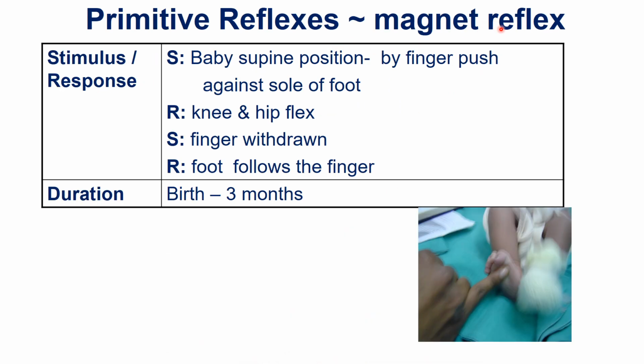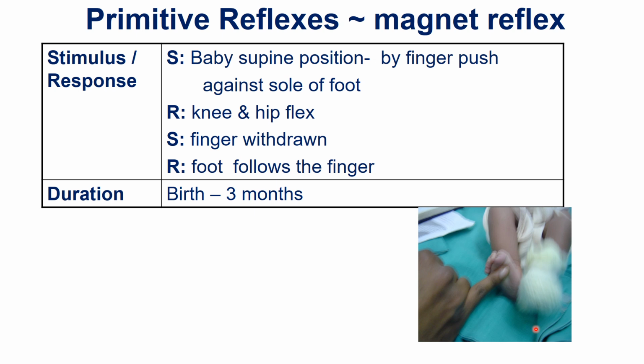Another reflex is the magnet reflex. Here the stimulus is the baby lying supine on the bed, and with a finger you push against the sole of the foot. If you do that, the knee and hip are flexed. Then you withdraw your finger slowly. If you do that, the foot follows your finger.